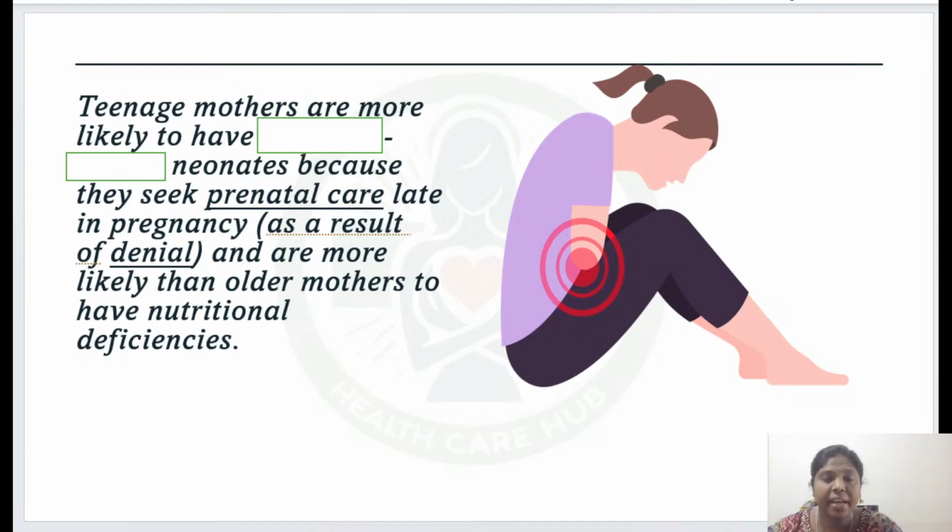See, teenage mothers, those who conceive below 18 years, those who are less than 18 years, give birth to what kind of babies here, whether it's a term, full, appropriate weight baby or a low birth weight baby, what kind of baby is the mother going to deliver.